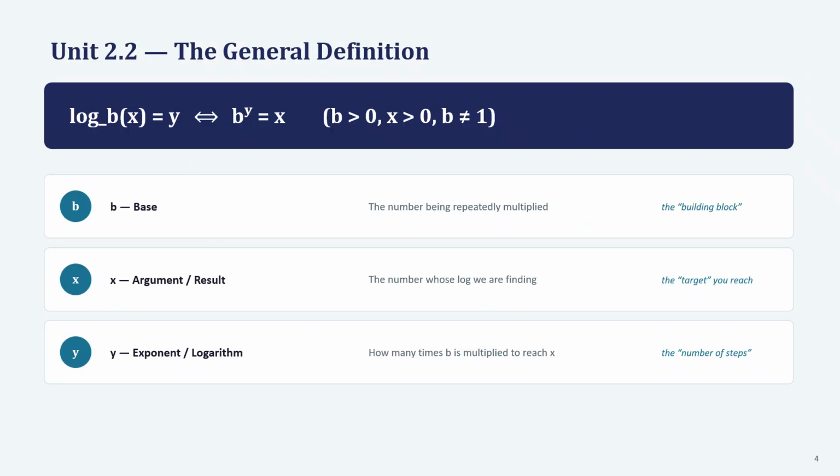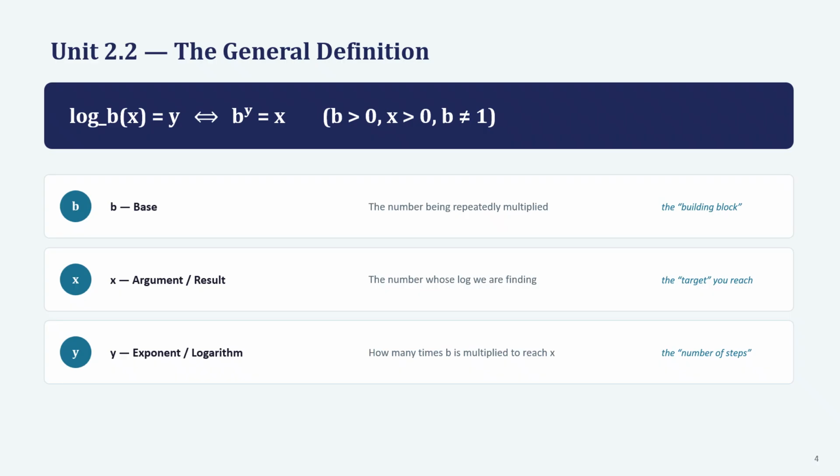Now let's understand the general definition of a logarithm. The expression log base b of x equals y means b to the power of y equals x. There are three key parts here. First, we have b, the base. This is our starting block that gets multiplied repeatedly. Second, we have x, the argument or result. This is our target number. And third, we have y, the exponent or logarithm. This tells us how many steps or powers we need to reach our target.